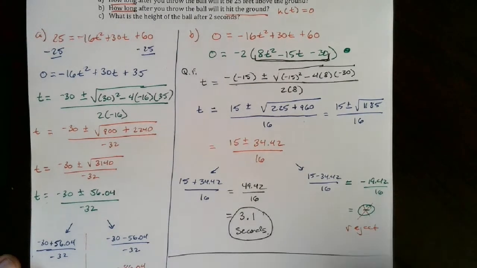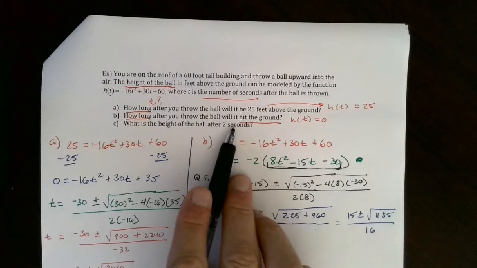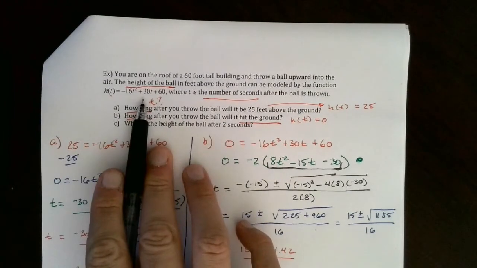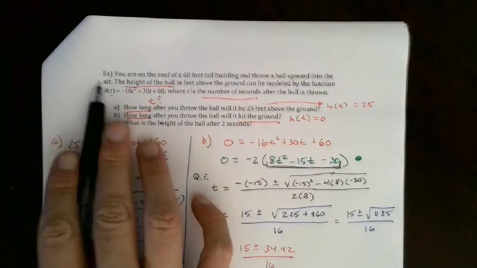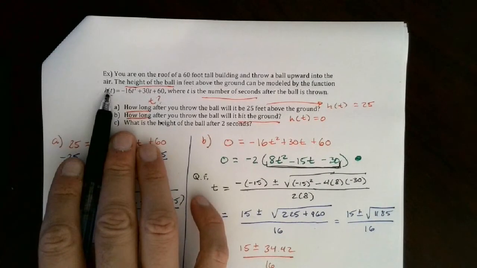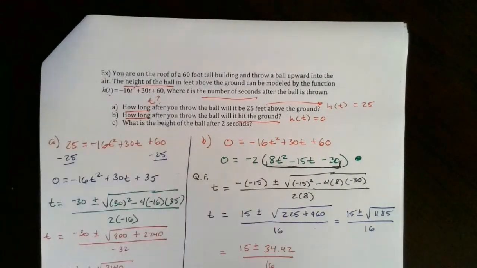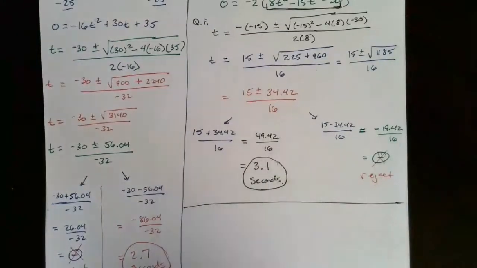That's what we found here, right? That's what they asked us to find. How long after you throw the ball will it hit the ground? So this equation tells us when the ball will hit the ground. If you set 0 in for the height, that's the height at the ground, right? The height above the ground is 0 when you hit the ground. And that's what we did, and that's how we got 3.1 seconds.